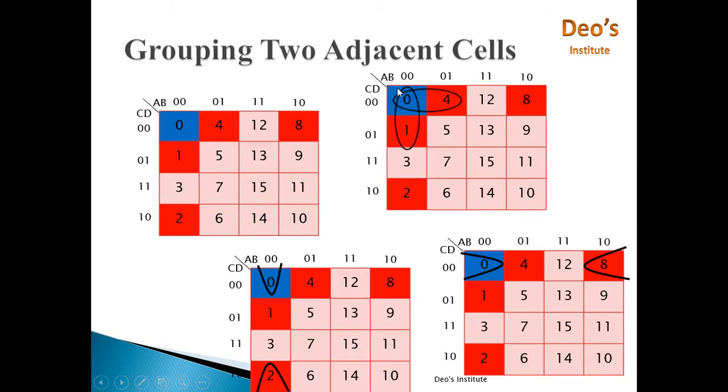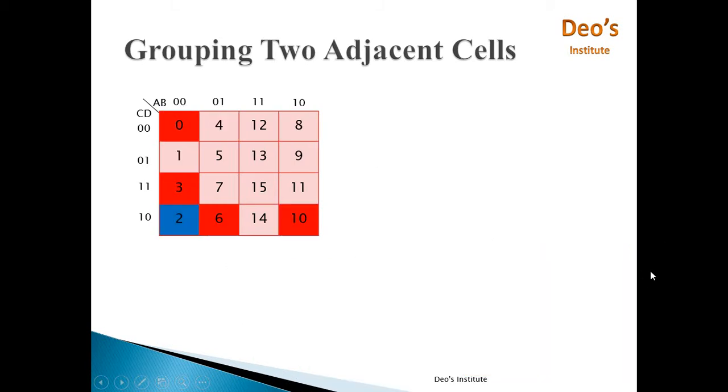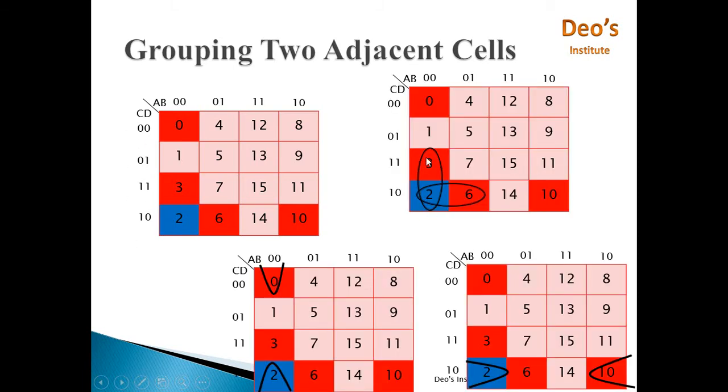So we can make groups like this: 0, 1 and 0, 4. Also 0 and 2, so 0 and 8. So these groupings are possible. Similarly, 2 is adjacent to 3, 6, 10 and 0. So you can make groups like this: 2, 3; 2, 6; 2, 0; 2, 10.